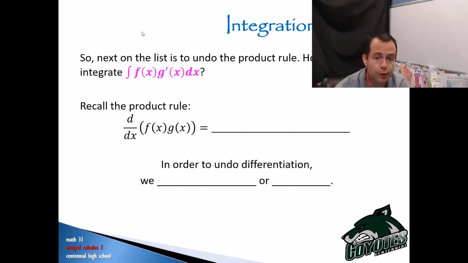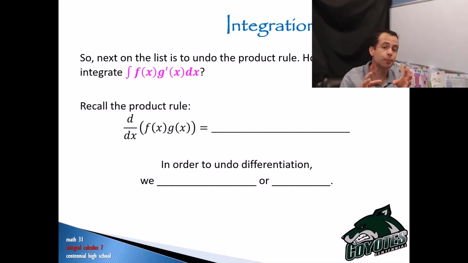Okay, so first little few minutes here, we are going to try and develop the formula for it, okay? So next on our list is to undo the product rule. How do we integrate this? Now I want you to notice that I put this as pink because as that little piece appears in the next little section, I'm always going to make it pink just so that we have an idea of that's what we're trying to look for, okay? So we're looking for the integration of f of x times the derivative of g of x, okay? That's what we're looking for.